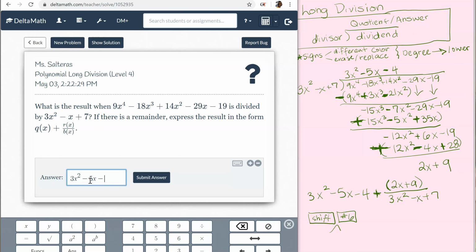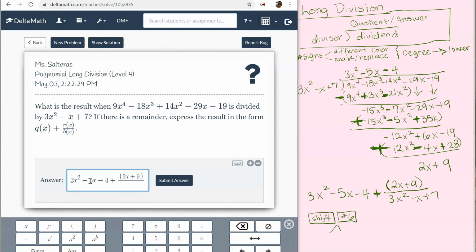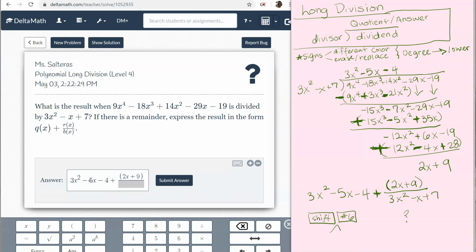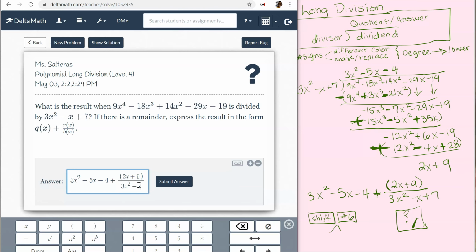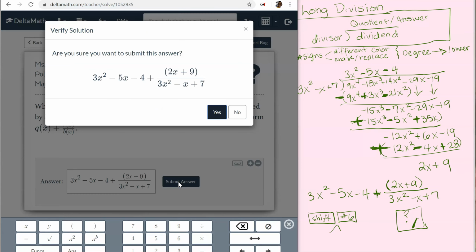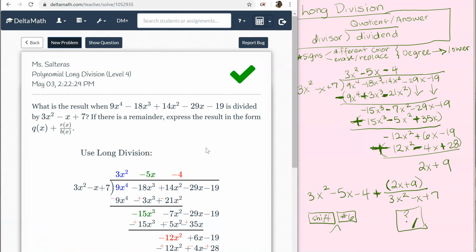Minus 5x minus 4, all right, plus parentheses 2x plus 9, close parentheses, and you want to use the forward slash sign. That's the one that has your question mark. You want the forward slash sign, so that's the button that you want to press when you get to the denominator section right here. All right, so 3x squared minus x plus 7. Go ahead and press submit, press yes, and there we go.